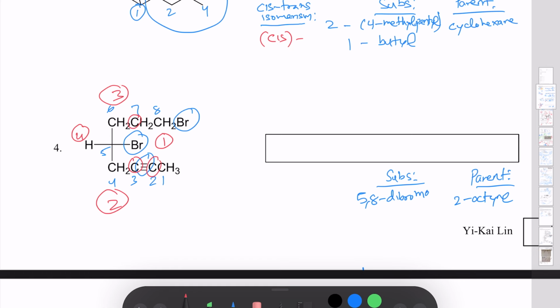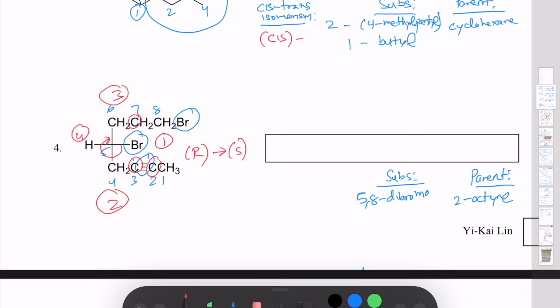So if we were to draw an arrow from 1 to 3 in this fashion, we see that the apparent configuration would be R, but we have to take into consideration that this proton right here is, by the design of a Fischer projection, coming out of the page. And when your lowest priority group is coming out of the page, we flip the apparent configuration of that chiral carbon to get the actual configuration. In this case, it would be S.